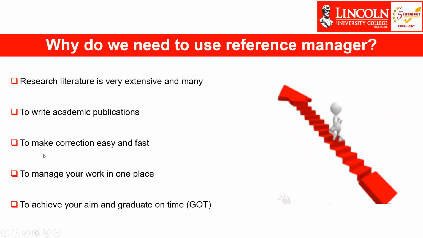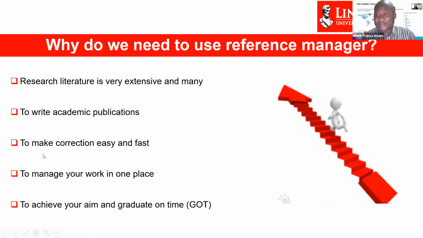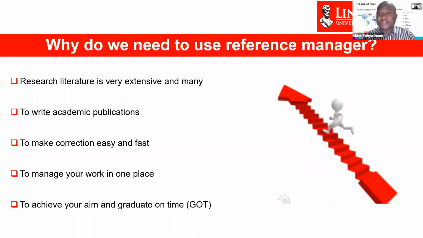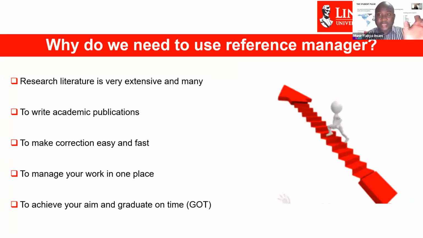So now, to make correction easy and fast, if you change the order of your references, then if you're using a reference manager, it will change everything for you. For example, if you want to publish in IEEE, the method of in-text citation in IEEE is a number index inside open and close square brackets. So 1, 2, 3, 4, 5.